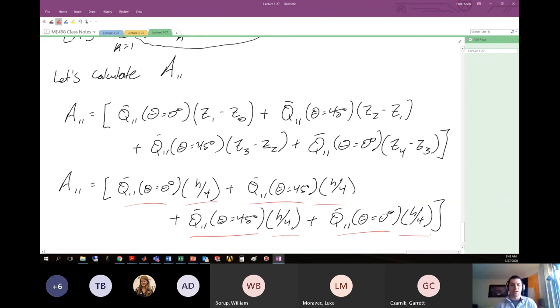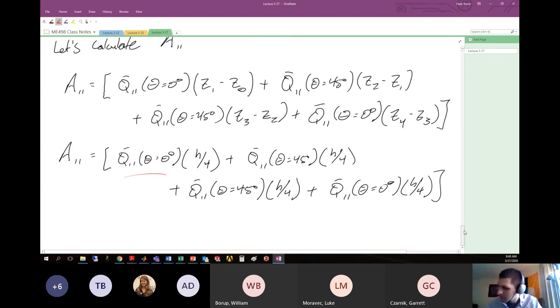In this particular example, all the layers are contributing equally to the stiffness of this particular material. As we pull on it, its resistance to straining in that particular direction, because we know the A matrix is the relationship between the applied loads that we have and the strain that develops in that particular direction.